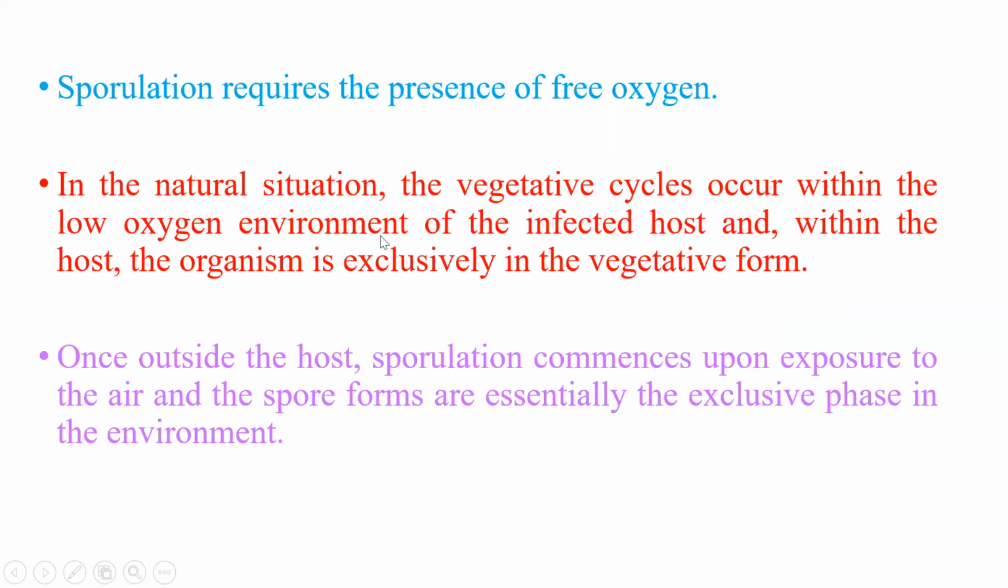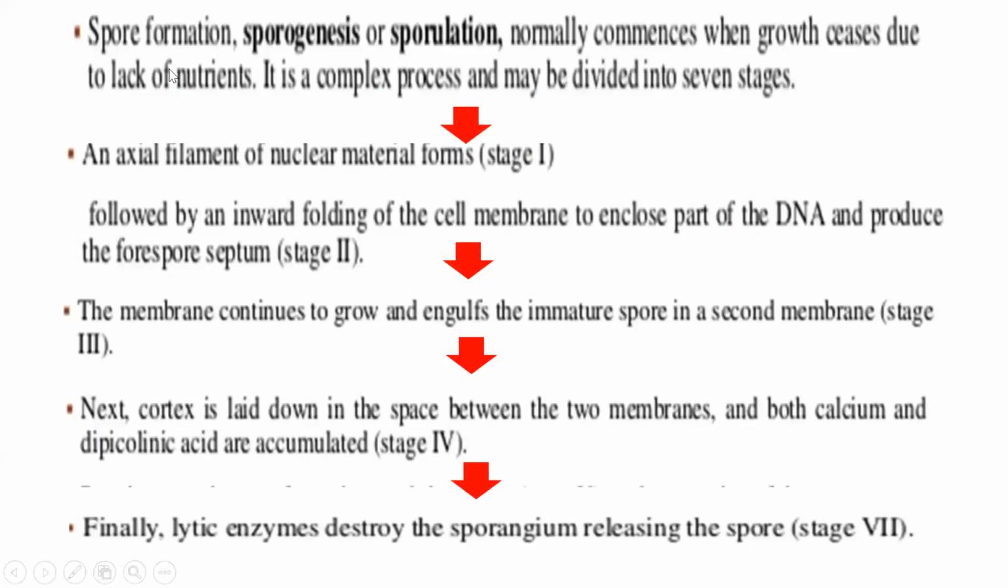Now sporulation requires the presence of free oxygen. In the natural situation, the vegetative cycles occur within the low oxygen environment of the infected host. Within the host, the organism is exclusively in the vegetative form. Once outside the host, sporulation commences upon exposure to the air, and the spore forms are essentially the exclusive phase in the environment. The spore formation, that is sporogenesis or sporulation, normally commences when the growth ceases due to lack of nutrients and other adverse conditions.